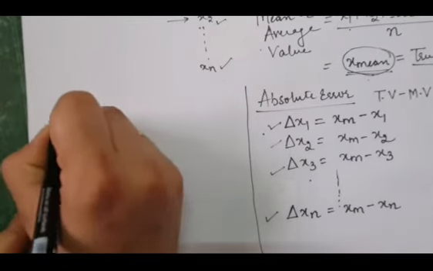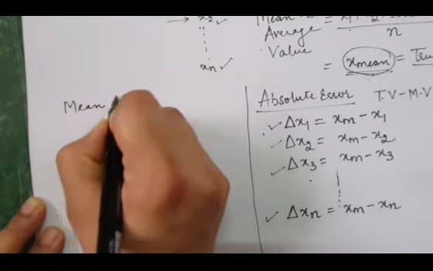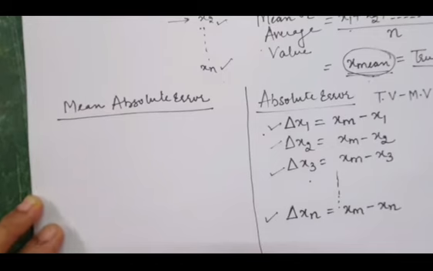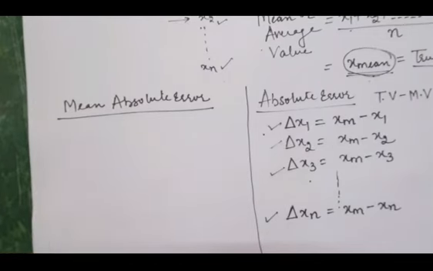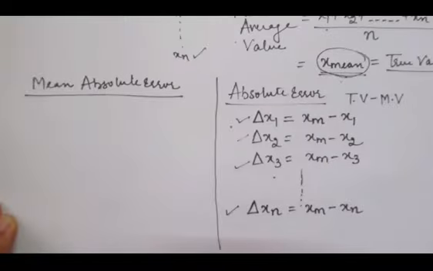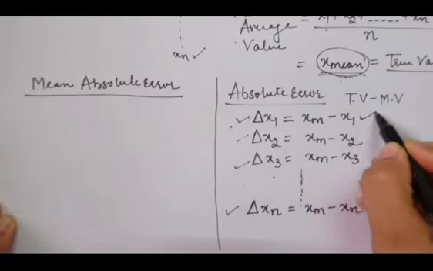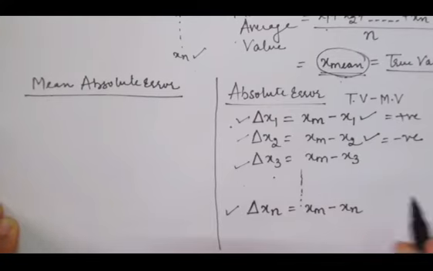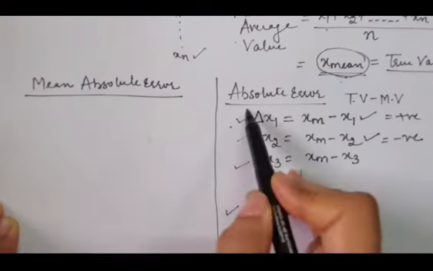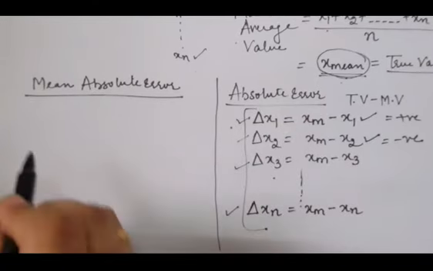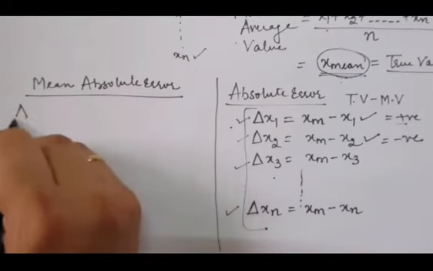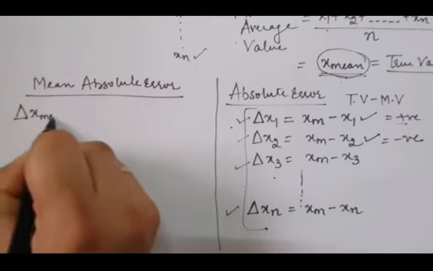I'm writing here on this side the mean absolute error. So the mean absolute error is the mean of all these errors. Now always keep in mind that when you calculate these absolute errors, it can be positive as well as negative. Some will be positive and some will be negative. While taking the mean of the absolute errors, you will add all these errors. You will not take these signs, positive and negative. So the mean absolute error will be denoted by delta x mean.